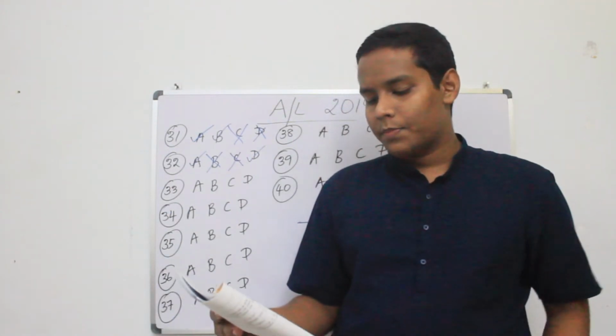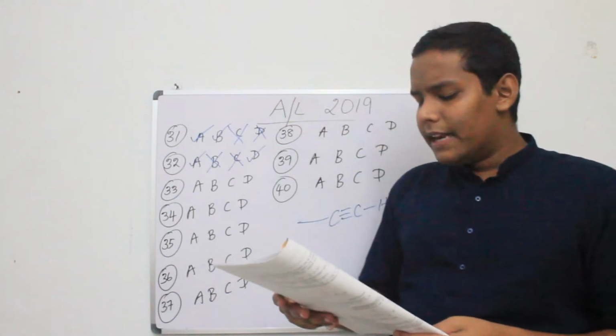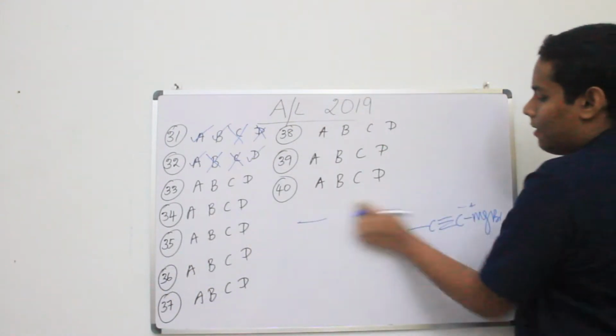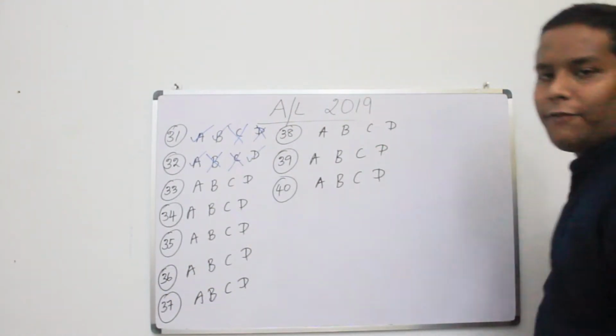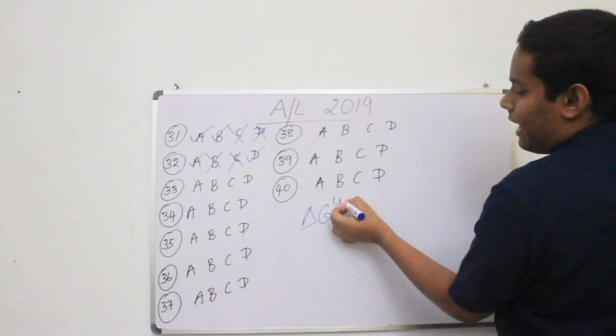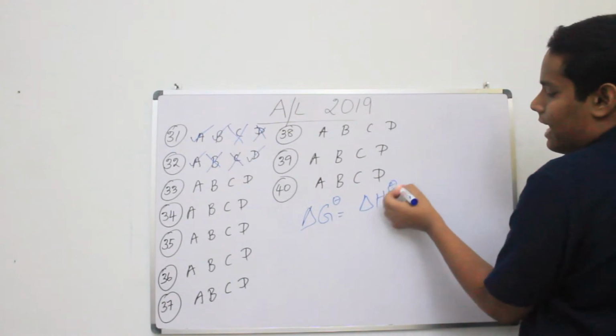32, 4. 33. If an endothermic reaction occurs spontaneously at constant temperature and pressure, then. Okay. So this is with your unit 5 knowledge. Delta G equals delta H minus T delta S.